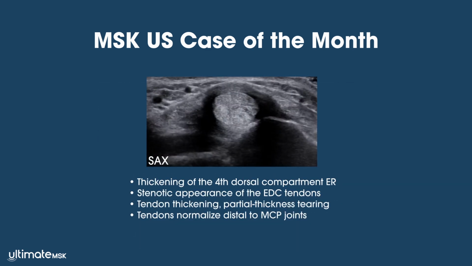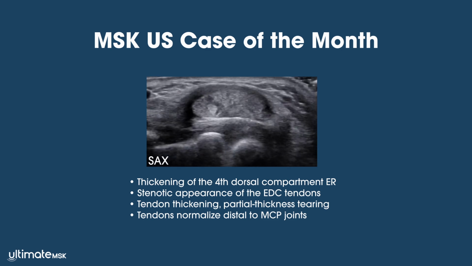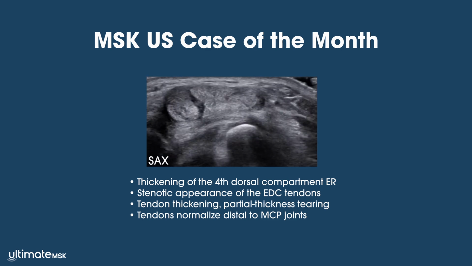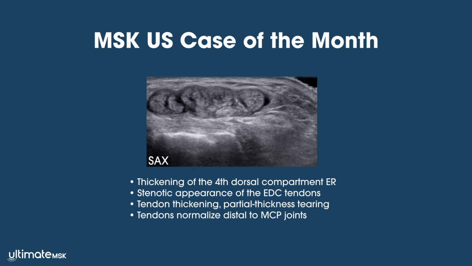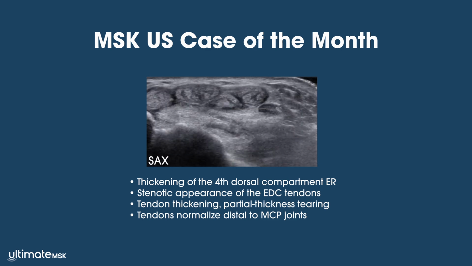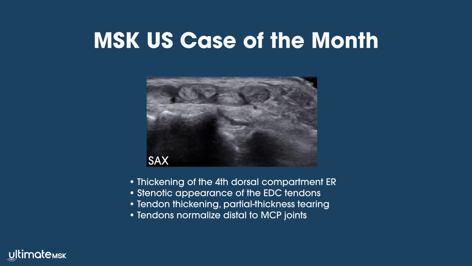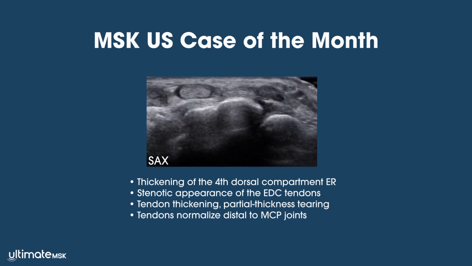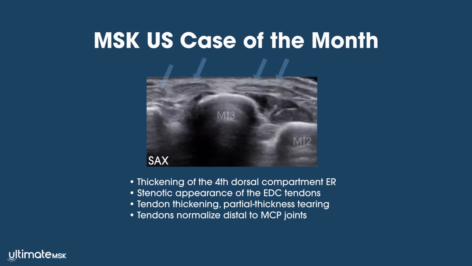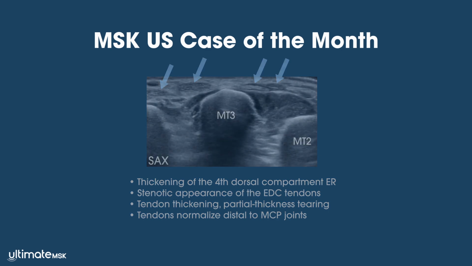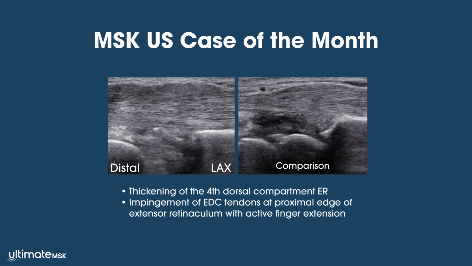As the short axis cineclip continued towards the fingers, tendon enlargement with partial thickness tearing becomes readily apparent, with the tendons highlighted and labeled. Scanning further distally, the tendons begin to normalize distal to the metacarpal phalangeal joints. In this case, dynamic imaging in the long axis view is important for establishing the diagnosis.